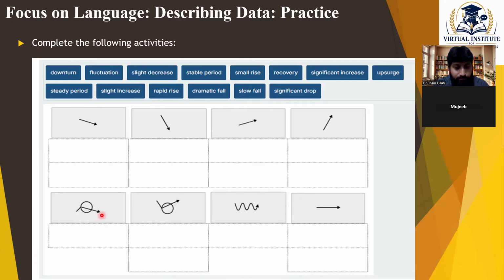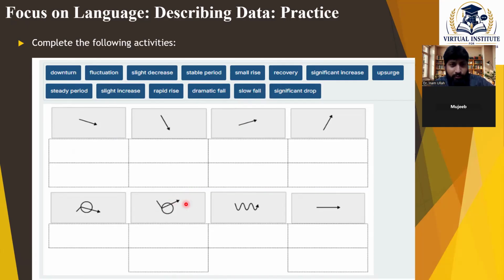Suji, can we use one word two times? Yes, you can use it. Downturn. Downturn, as I mentioned, is when you are going very sharp. So again, you can say a slow fall, right? No.